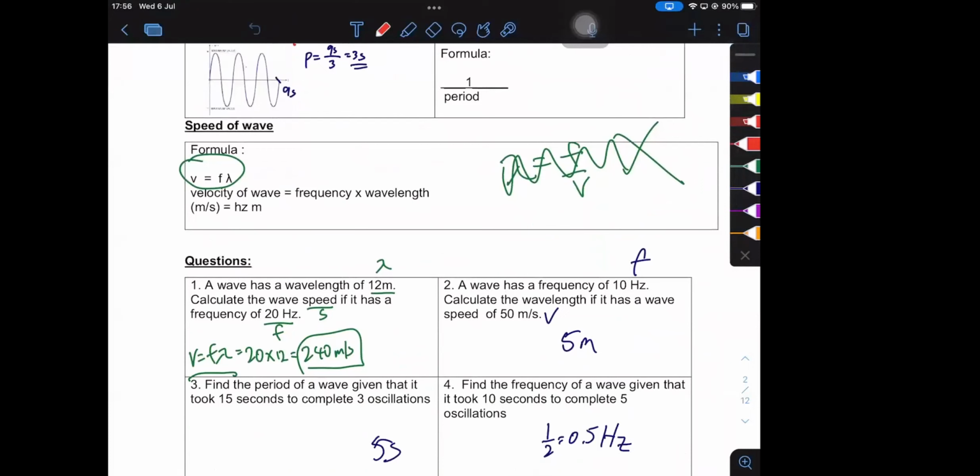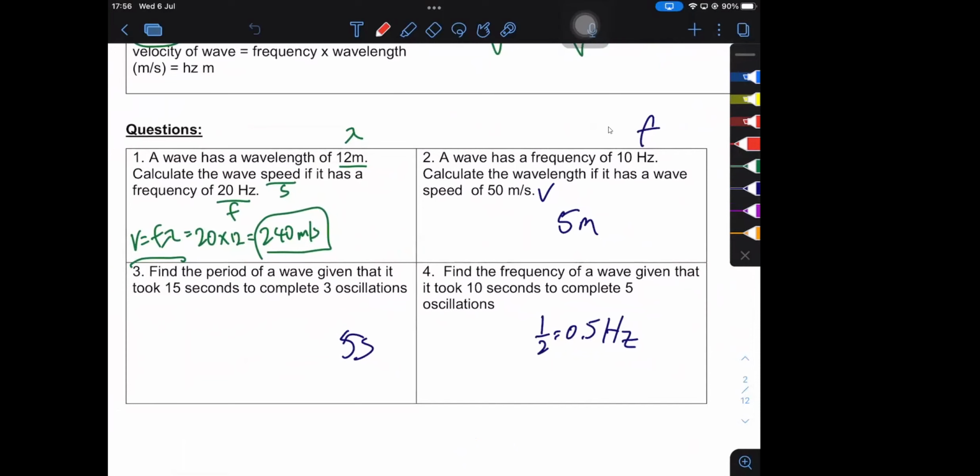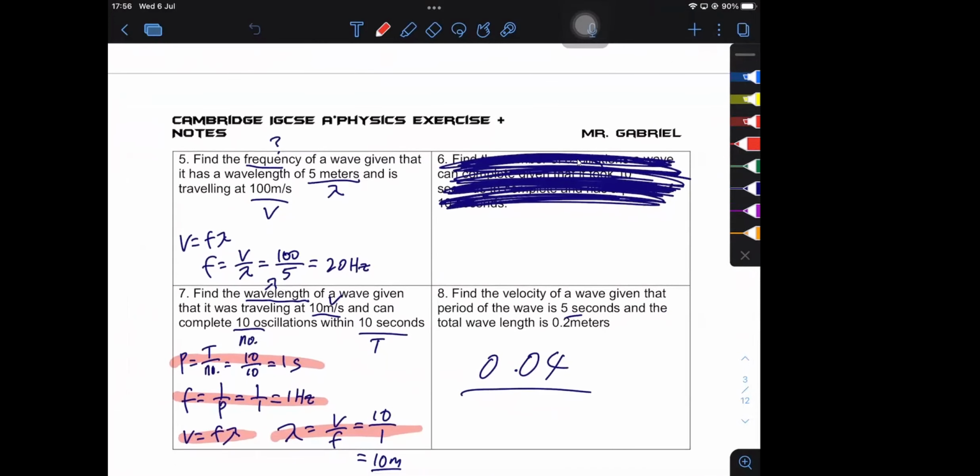Okay, guys, if you are all done, which hopefully all of you guys are, can you check your answers? The first one here, you're supposed to get 240 meters per second. Second one, you're supposed to get 5 meters. Third question, you're supposed to get 5 seconds. And fourth question, you're supposed to get 0.5 hertz, right? And moving on, question 5 is 20 hertz.